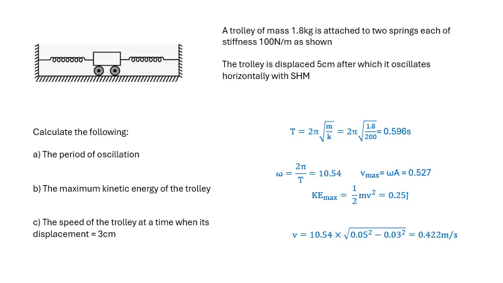Work out the period. T is 2 pi root m over k. For the maximum kinetic energy, so half m v squared, using the maximum velocity, you need to work out omega first. Interesting here, if you do a half kx squared, which is the energy stored in the springs, you get the same answer, which is not surprising really. And then the speed of the trolley for a particular displacement is found using that a squared minus x squared equation.